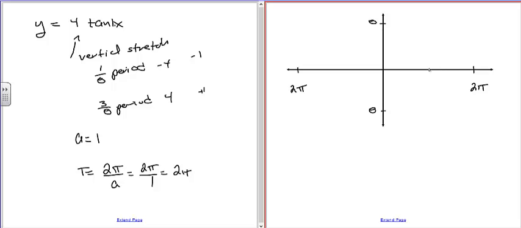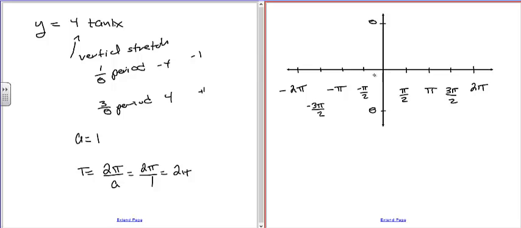Then we break the period up into 4 equal parts. Half of 2 pi is pi, half of pi is pi over 2. So we count 1 pi over 2, 2 pi over 2, 3 pi over 2. Because we're doing it symmetric around the origin, this is negative pi, this is negative pi over 2, and this is negative 3 pi over 2 on the x-axis.